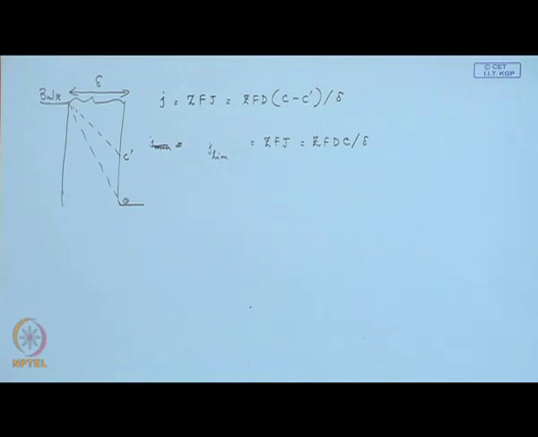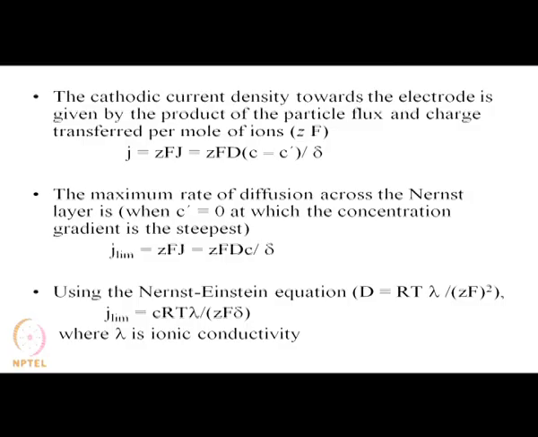Now, using the Nernst-Einstein equation, that is D equals R T lambda divided by Z F squared, your limiting current can be related, if you just plug this in over here, where lambda is the ionic conductivity. So, the limiting current can ultimately be related to the Nernst-Einstein equation. I mean you can replace D with this expression. So, this is the expression for the limiting current.